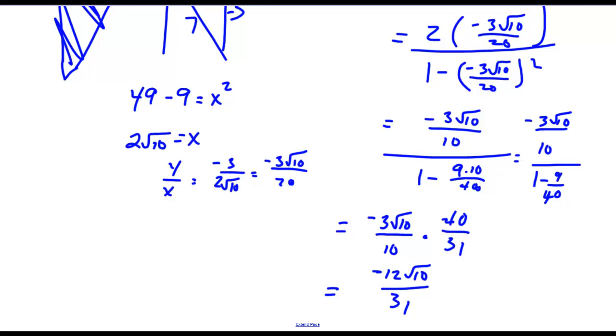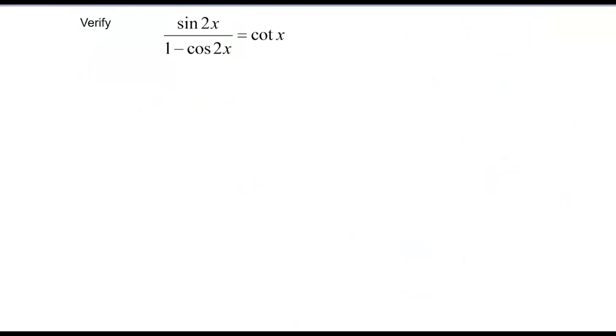So those are the easier type of problems where they're just triangle problems. Next, we're going to do a verification. This is more of an identity, and I want to show that the sine of 2x over 1 minus the cosine of 2x is equal to the cotangent. So I'm basically looking for a cosine over a sine.